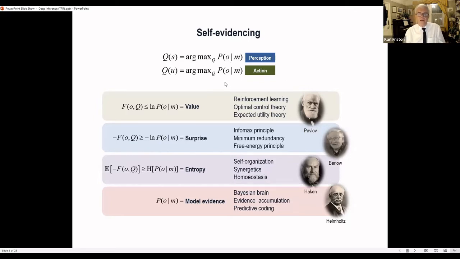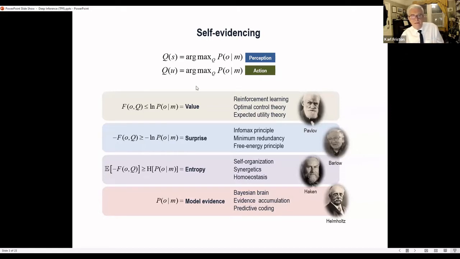And exactly the same structure can be applied not just to sense making or perception, perceptual inference, but also to action selection, to choosing what to do, to deciding what to say next, to even our physiology in terms of engaging autonomic reflexes.